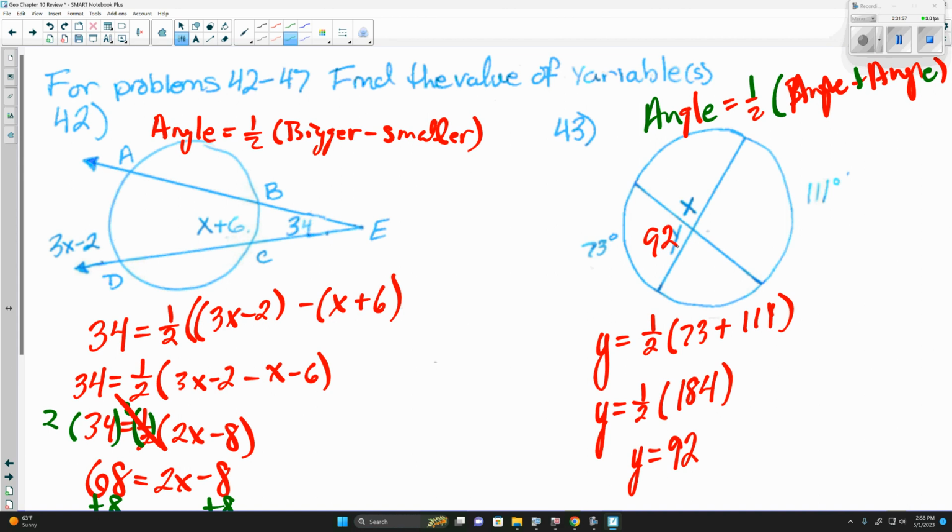Now x and y do make a straight line, so to find x, I'm going to subtract 92 from 180 and get 88. So for the intersection, yes, when they intersect inside the circle.